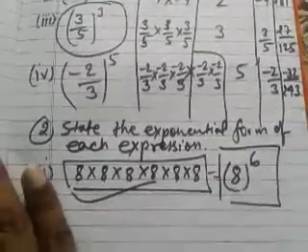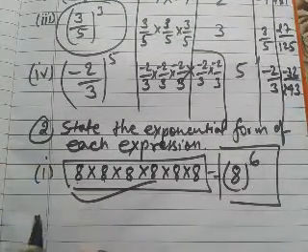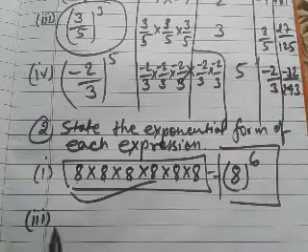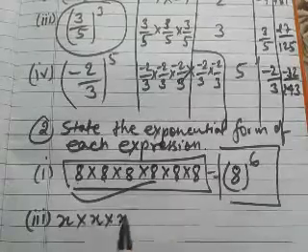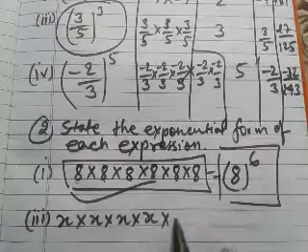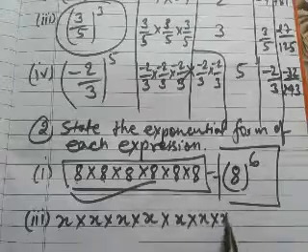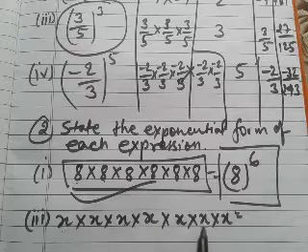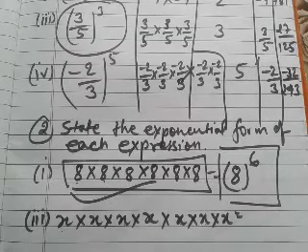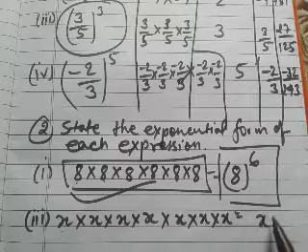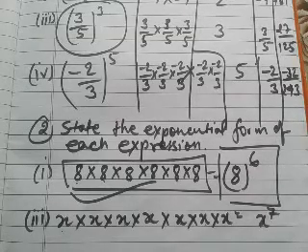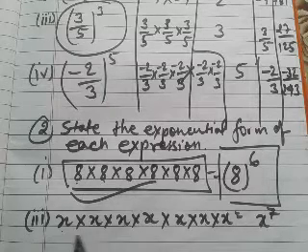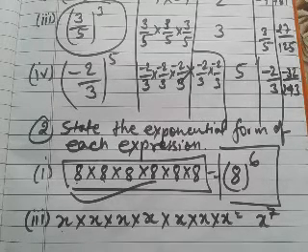Another question, suppose we take question number 3: x multiplied by x multiplied by x, x multiplied by x multiplied by x multiplied by x. X is written here 1 2 3 4 5 6 7 times, so x is the base and its power is 7. This will be the exponential form of the given expression.